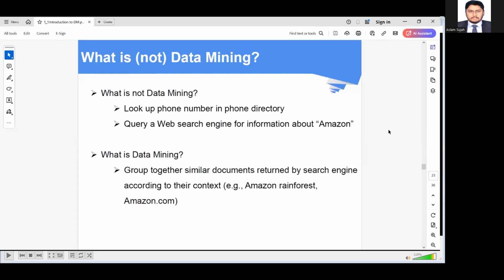So data mining does not mean just querying something or just finding something from the database. That is not data mining, right? Data mining means you are extracting, you find out some patterns. Patterns means some pathways, right?